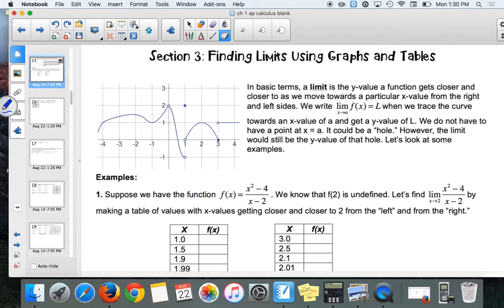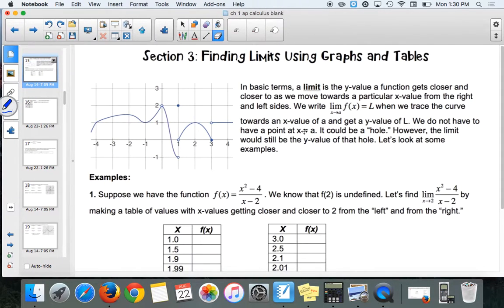Number 1 says, suppose we have the function f of x equals x squared minus 4 over x minus 2. If I plug in 2 for x, I get 4 minus 4 over 2 minus 2. So I get 0 over 0, and f of 2 is undefined. There's not actually a point at 2, but there could be a limit. As I plug in values that get closer and closer to 2, I get different things.